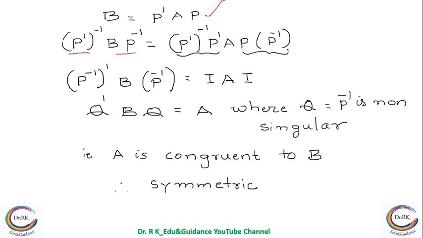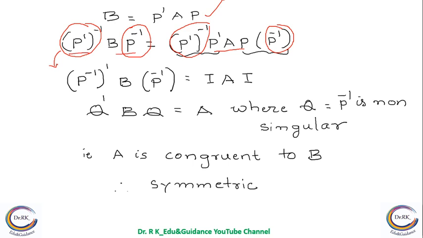Now pre-multiply this expression by P transpose inverse and post-multiply by P inverse. So B, pre-multiplied by P transpose inverse and post-multiplied by P inverse. Similarly here, P transpose inverse is the pre-multiplication on the matrix P transpose AP, and then the post multiplication.